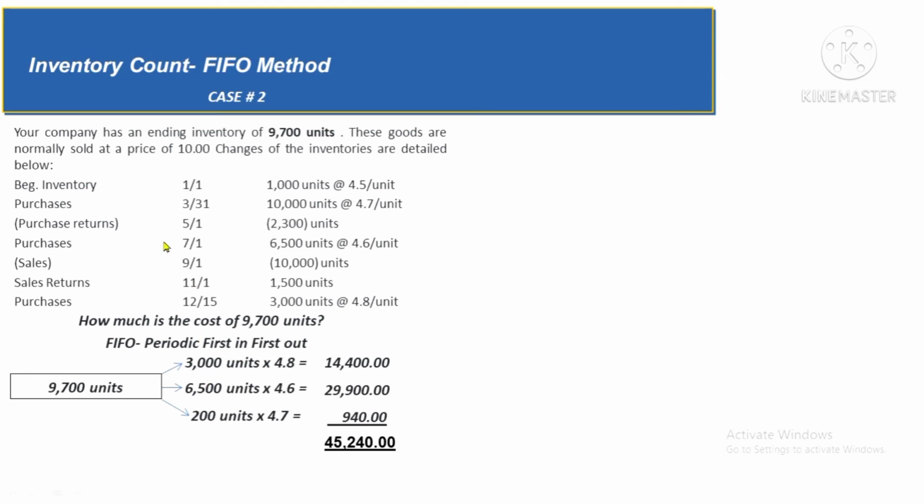Let's try to answer this case using FIFO perpetual, and let's start with the beginning inventory. So there are 1,000 units at 4.5 per unit. So 1,000 times 4.5, we will have a total cost of 4,500. And the running balance is also 4,500.